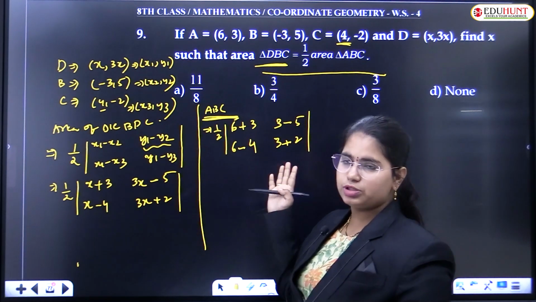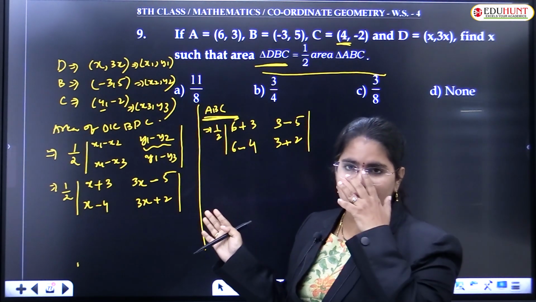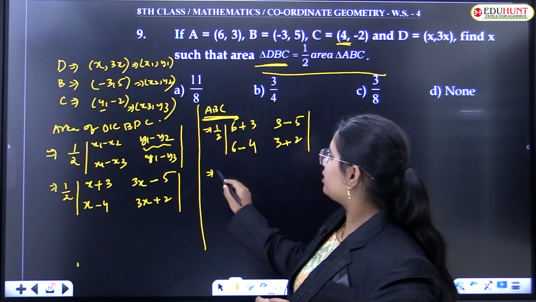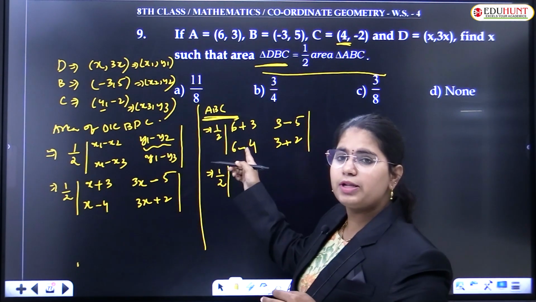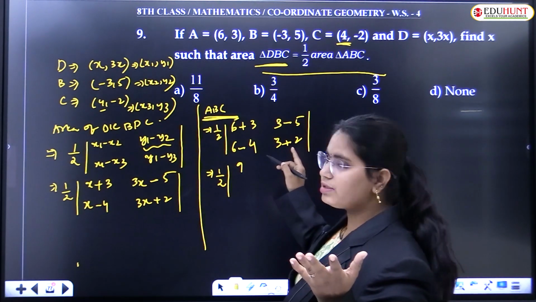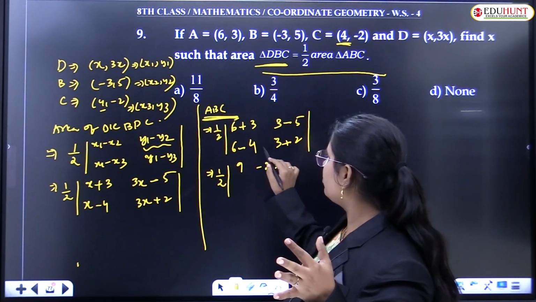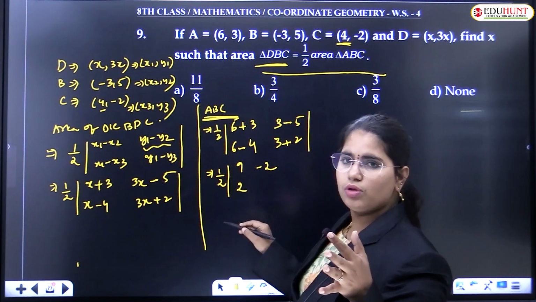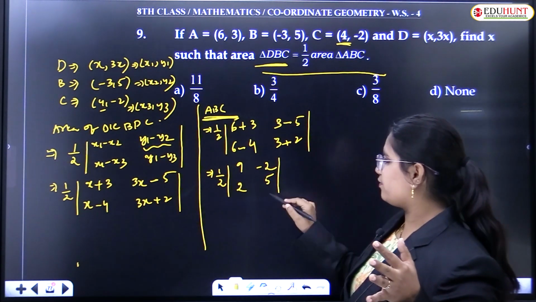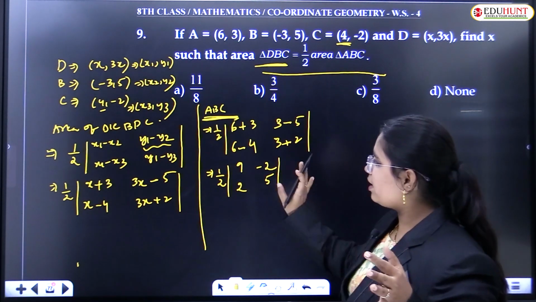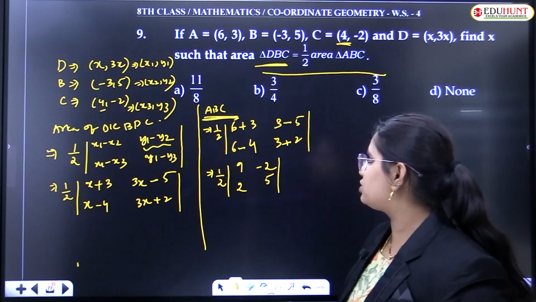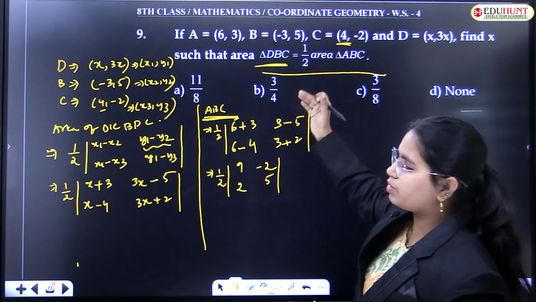Right. So I have substituted all the values in the area of triangle ABC. Let's simplify it. So what am I going to get? Half. 6 plus 3 is how much? 6 plus 3 is 9, and 3 minus 5 is minus 2. 6 minus 4 is 2, and 3 plus 2 is 5. Correct. So I have both the areas of the triangles, this and this. So let's substitute in the given question.